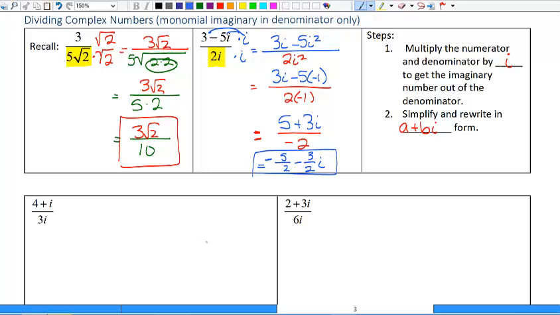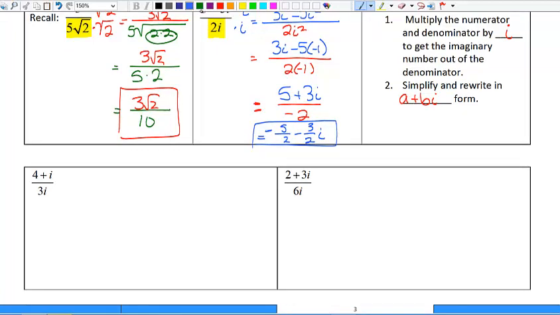Let's practice this some more. On the next problem, we have 4 plus i over 3i. Again, in the denominator, I have a monomial with an imaginary number. To get that imaginary number to not be there in the denominator, I am going to multiply by i. Then in the denominator, I get 3i times i, which is 3i squared, and i squared is a negative 1. I needed 2 copies of i so that the i squared could become a real number, which reduces to negative 3.